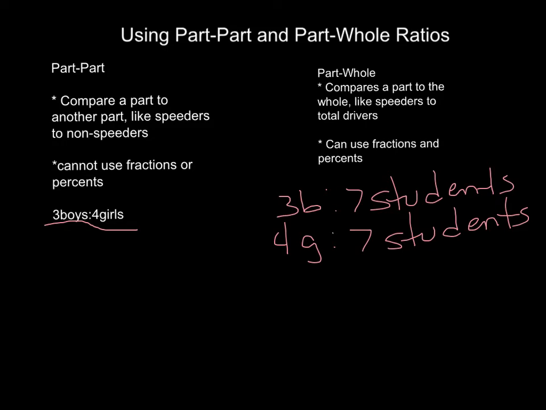I think this is a good time to stop and look at the fraction or percent issue. If I had written the part-to-part comparison as a fraction, it would have said 3 out of 4, which doesn't make much sense because this is telling me that out of 4 girls, 3 of my girls are boys, which we know does not make sense.